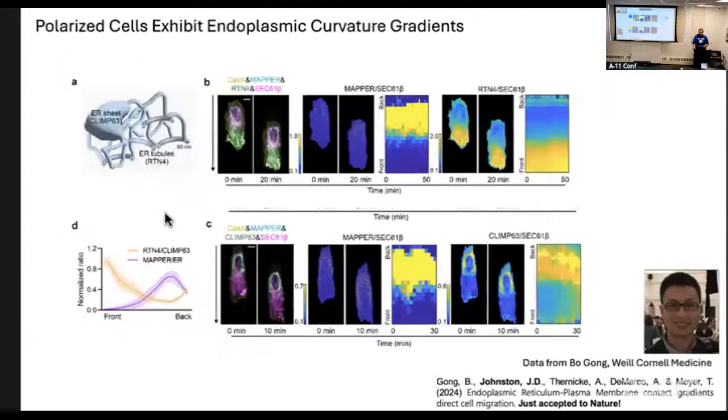And then they asked, why are we seeing more contact sites in the back relative to the front? They assumed it was related to an ER curvature gradient, so how the ER is actually organized. They had a couple of markers here: CLIMP-63 for ER sheets, and RTN4 for ER tubules. What they saw in this migrating cell is more CLIMP-63, or sheet-like ER, in the back relative to the front. And if you look at this here, they saw the opposite for the tubules.